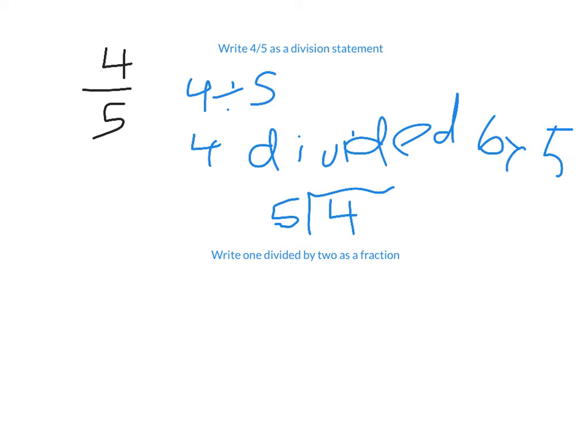In this other case, we have 1 divided by 2. What I like to do is see my first digit as my numerator, I see the division symbol, and that's my fraction bar, and then my second number is my denominator. So 1 divided by 2 is the same thing as 1/2.